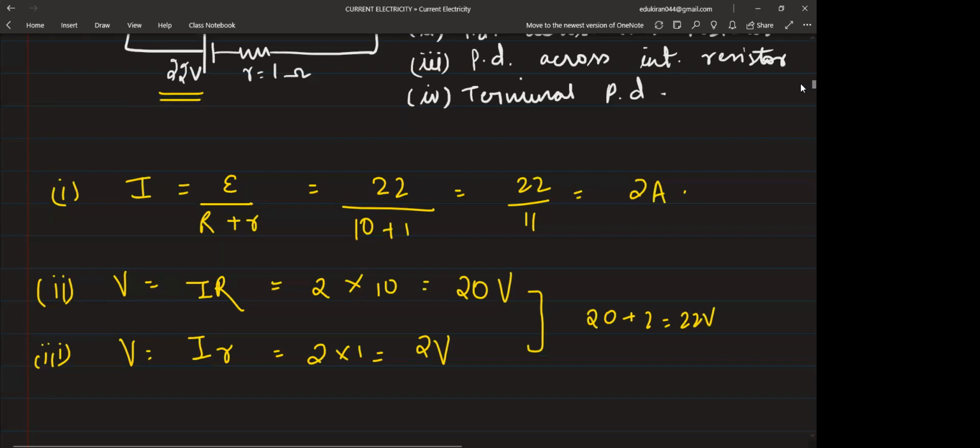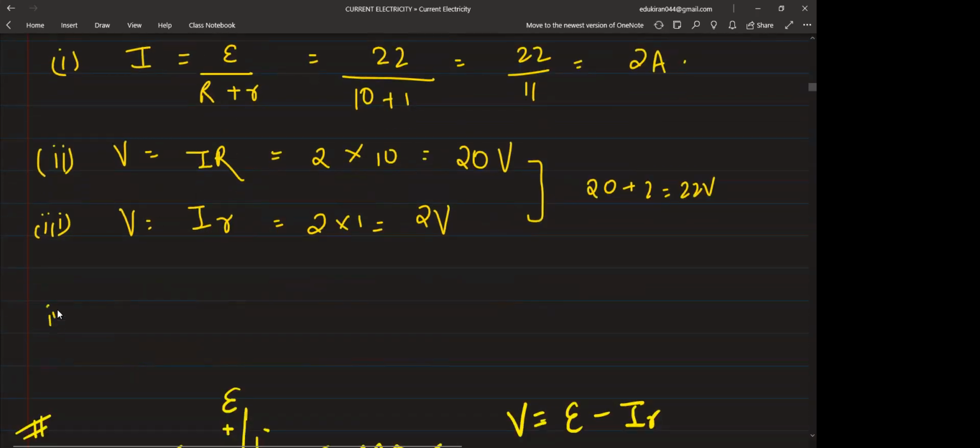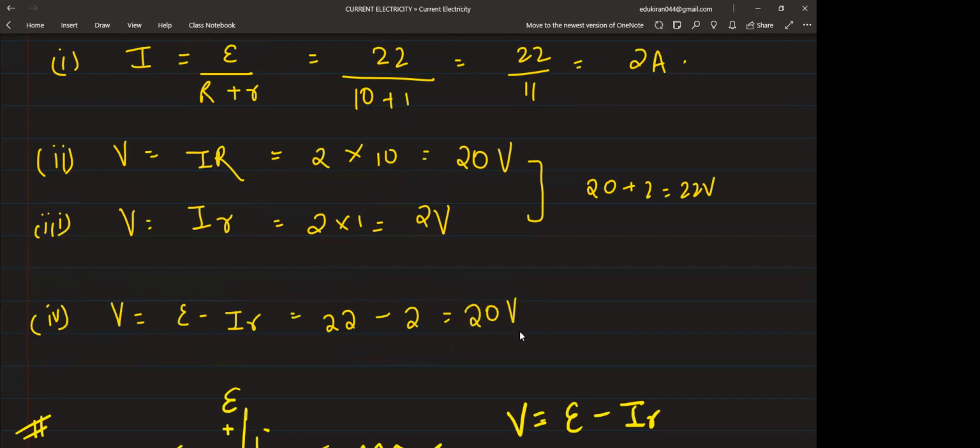Last part, terminal potential difference. For terminal potential difference, this is the formula E minus IR. So EMF is 22 minus IR is 2. So terminal potential difference is equal to 20 volt.